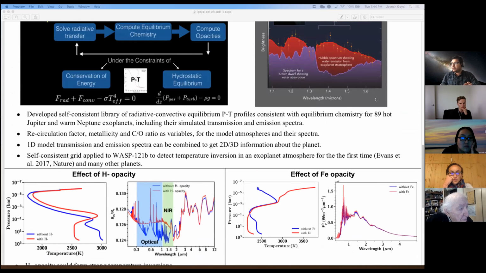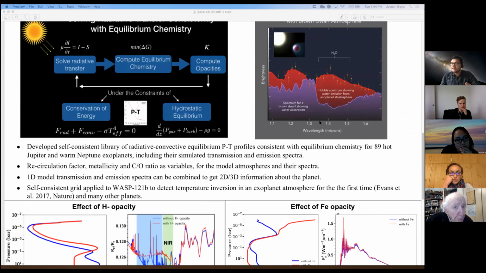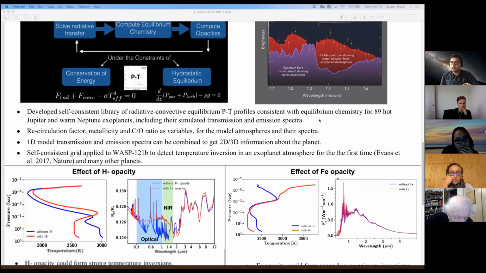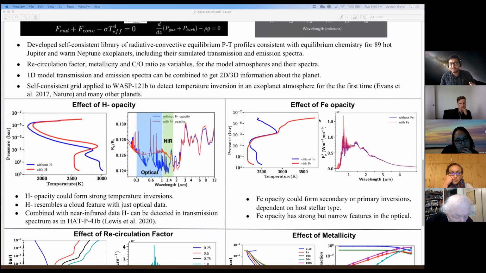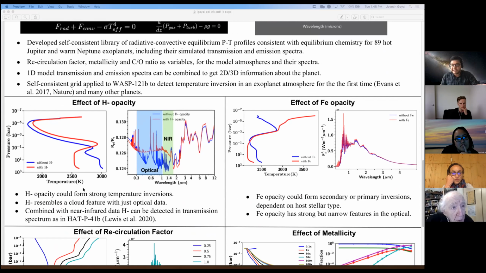In WASP 121, we know that there is a thermal inversion layer, but we don't know what is causing it. If you need a thermal inversion layer, something should heat up the atmosphere. Like on Earth, there is ozone that absorbs the ultraviolet light and heats. But for WASP 121, we don't know. There are many theories, like titanium oxide or vanadium oxide, or other different species. So here we tested if H minus opacity could cause that, and actually we see H minus opacity has the capability to form a strong thermal inversion.